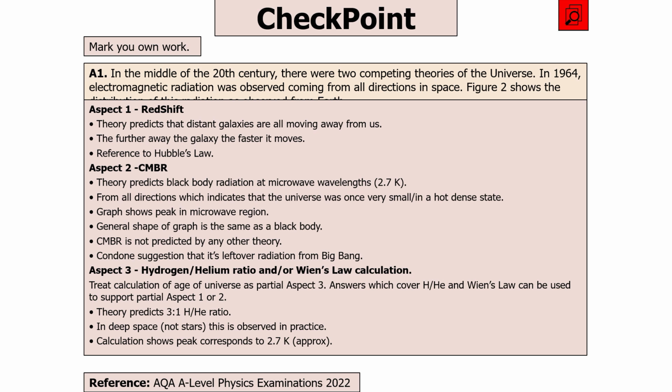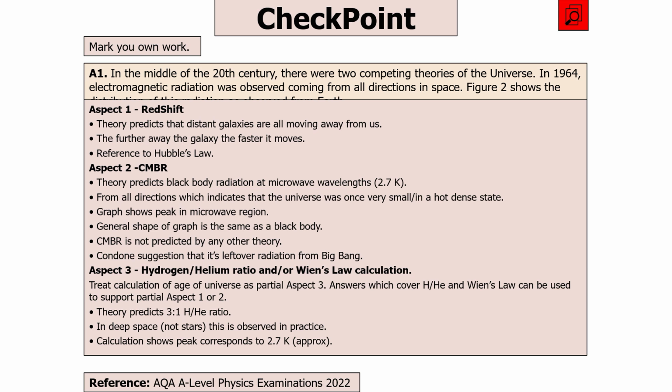The theory predicts that the black body radiation is at microwave wavelengths because the temperature is 2.7 Kelvin, so the peak wavelength is about 1.1 millimeters. Now it's in all directions, indicating the universe was once in a very small, very hot, dense state, which is the Big Bang theory. The graph shows a peak in the microwave, and the general shape is the same as a black body, so we can assume the universe to be a black body emitter. The CMBR cannot be predicted by any other theory except the Big Bang theory, so it's the idea that it's leftover radiation from the Big Bang.